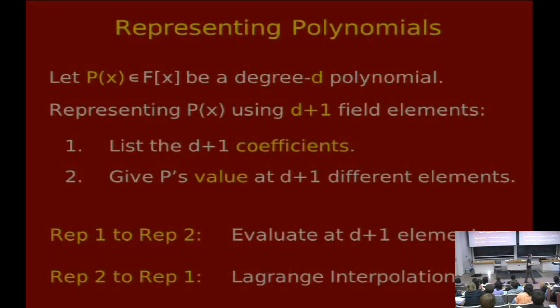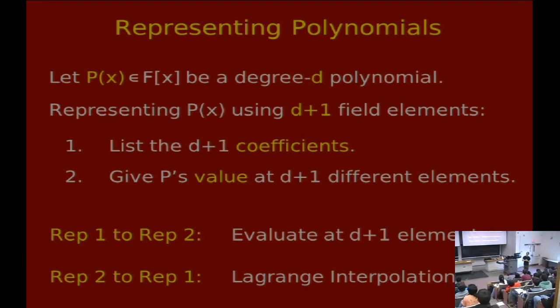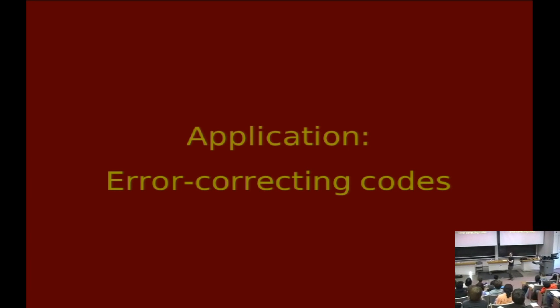Excellent question. I'm glad whoever asked that. Why would representation 2 ever be useful? I'm glad you asked that question. I will now give you an application to computer science in which representation 2 will be very useful. Okay. The application is to error correcting codes, which is a very important topic of study in theoretical computer science.